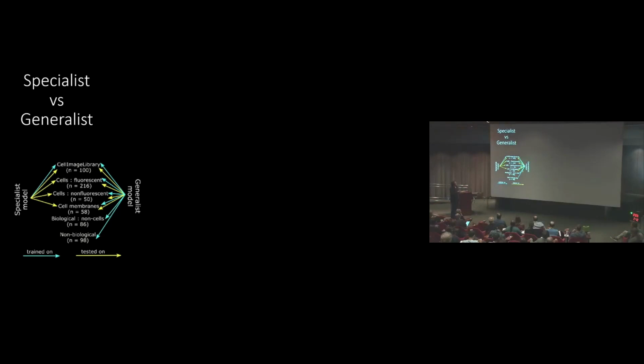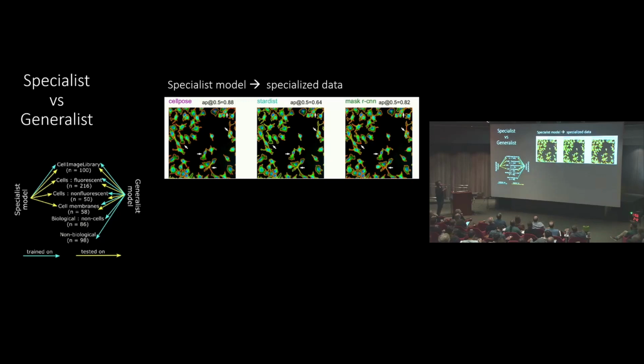Whereas if we train an algorithm on all the images of cells that we have, as well as all these extra non-cell but still biological images and some of the non-biological images, then we're going to see whether this generalist model does a better job of really segmenting every image you could send at it. Okay, so first, specialist model and specialist data.